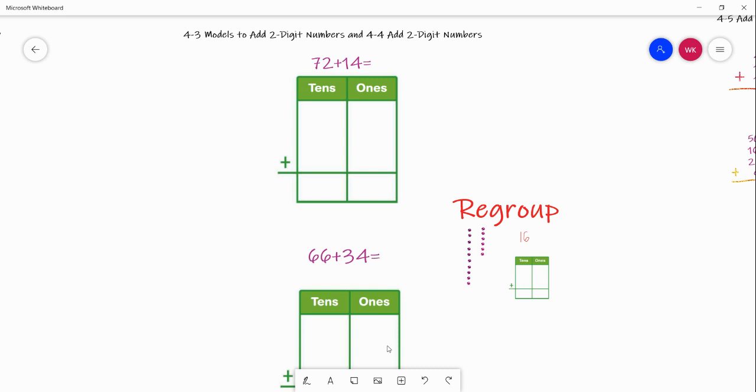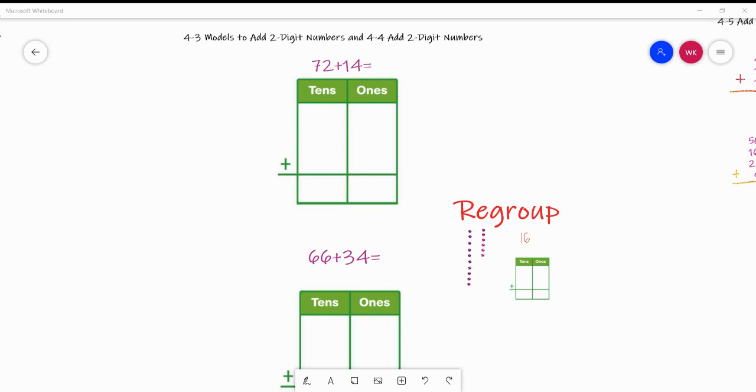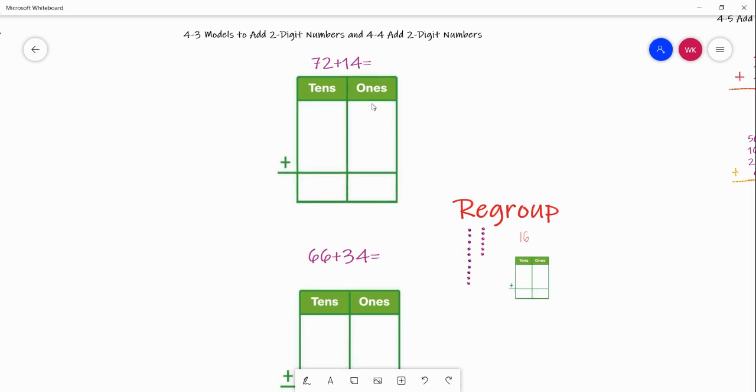So let's look at our first problem. It says 72 plus 14. So we are going to be showing with our place value blocks how to add these together. I'm going to show you how to make 7 with our place value blocks. I'm going to do it in red because we are going to take 7 tens. So I'm going to make 1, 2, 3, 4, 5, 6, 7. And that is our 7 tens.